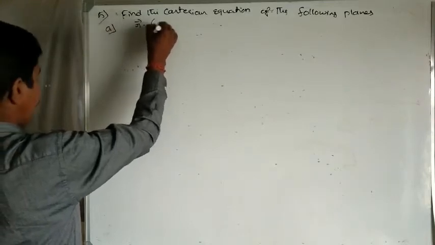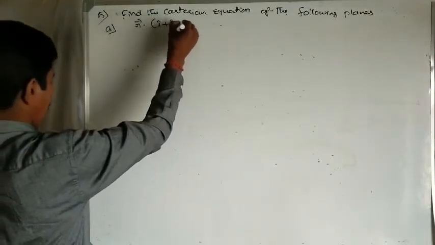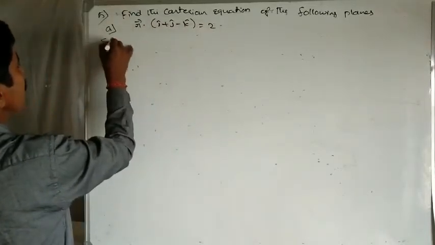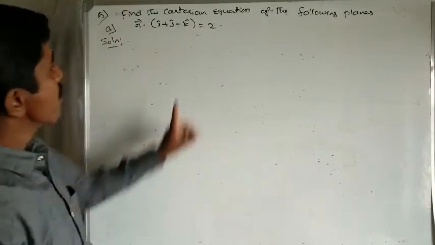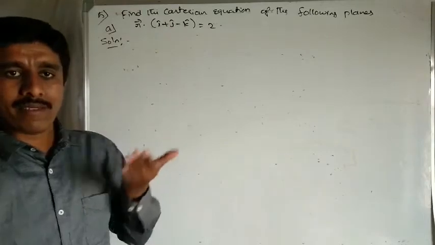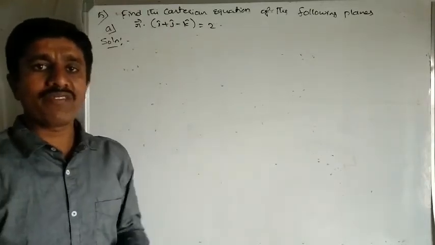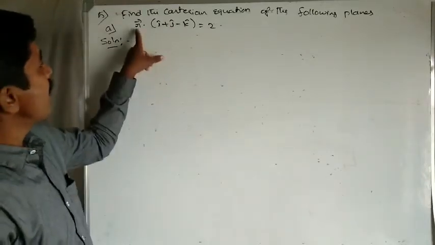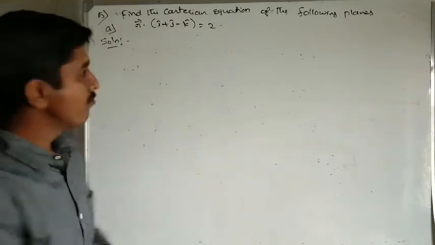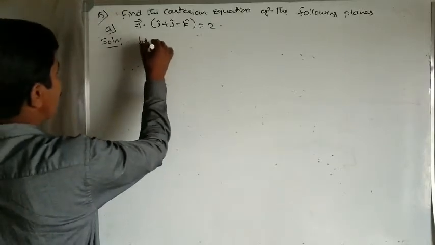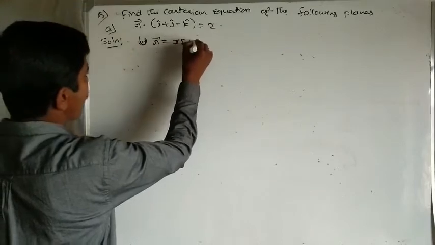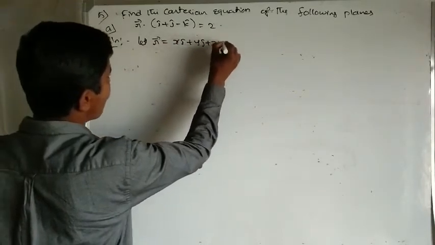Vector r dot i plus j minus k is equal to 2. So here the given equation of the plane is in vector form, and we have to express it in Cartesian form. For the Cartesian form, let us take vector r as the position vector of an arbitrary point. I am taking vector r equal to x i cap plus y j cap plus z k cap.